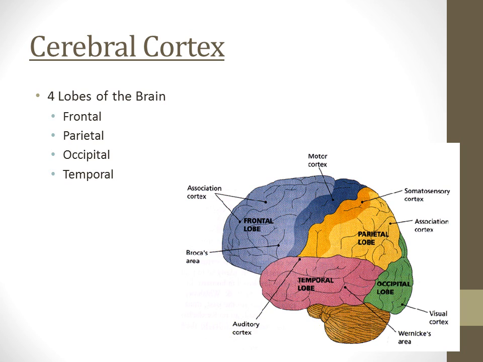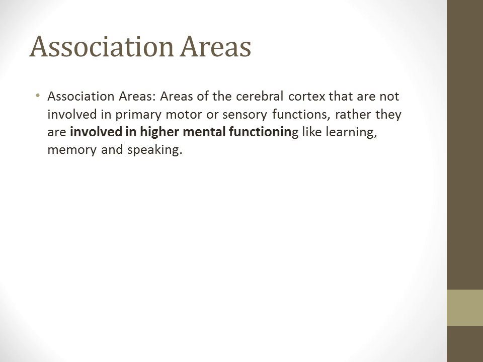So here again are the four lobes: frontal, parietal, occipital, and temporal. Within each of the different lobes are what are called association areas. These are areas within the cerebral cortex that are not involved with motor and sensory functions. Rather, they're involved in higher mental functioning, like learning, memory, and speaking. When we get to each lobe, you'll see that each lobe has a function like your senses or your motor ability, but they also have an area that deals with higher level thinking. And you need to know the roles of both within each lobe.